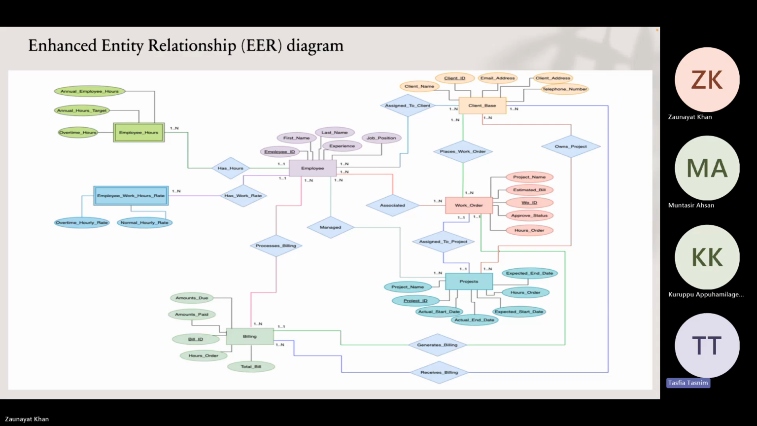Now, moving on to the client-based entity on the right, this is where all the client-related information and data is stored, including client ID and client name. Each client is associated with multiple work orders, which are tracked through a many-to-one relationship. The work order entity contains crucial details like WOID, estimated bill, approved status, and work order. So these work orders are then associated with specific projects, ensuring that there's a seamless flow of information from client request to project execution.